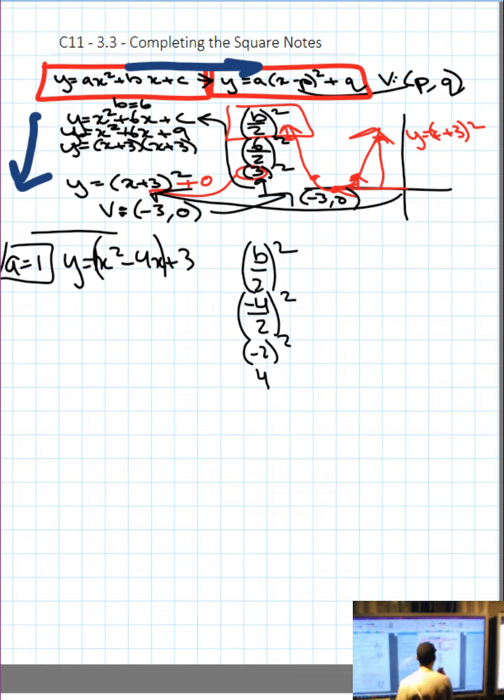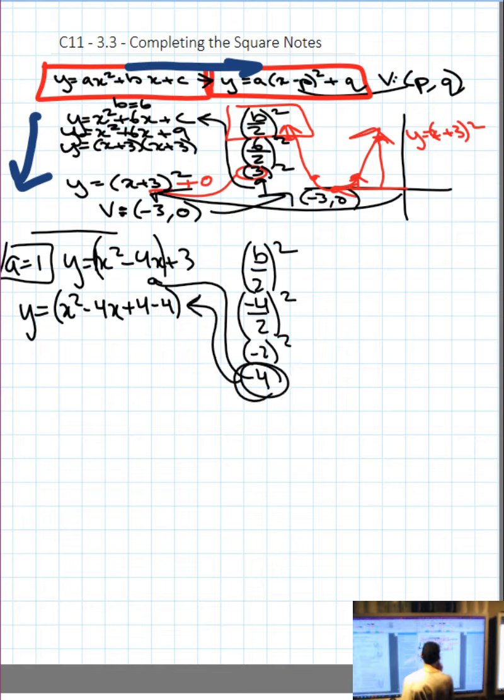Now I'm going to take that 4, and I'm going to add it and subtract it inside the brackets right here. y equals x squared minus 4x, exactly as it was above. Then, plus 4 and minus 4. The number that we just figured out, add and subtract it. Add it and subtract it inside the brackets, just like you see here. Then carry everything else down.